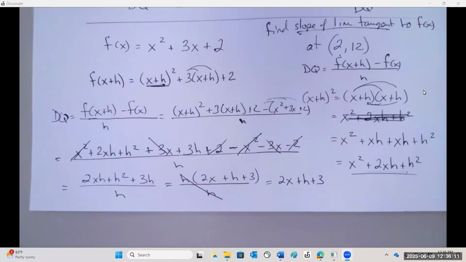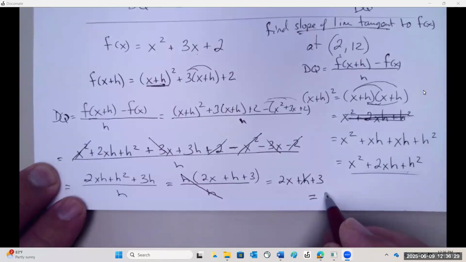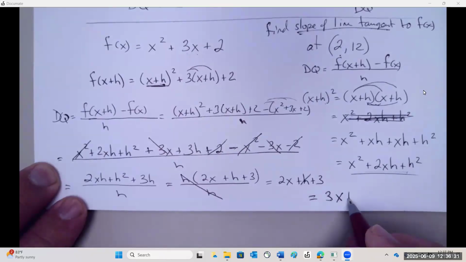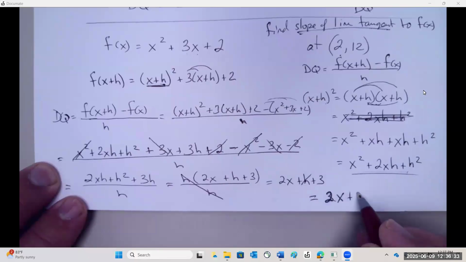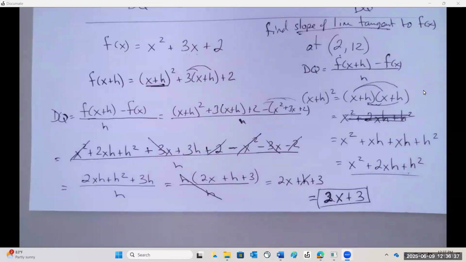Are we done? No, because what does h become for the difference quotient to work? It has to become 0 because the 2 points have to be the same value. So h is x2 minus x1. So that disappears. So our answer becomes 2x plus 3. This is my slope at any point along the curve.